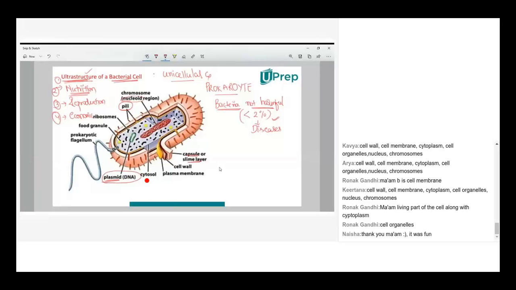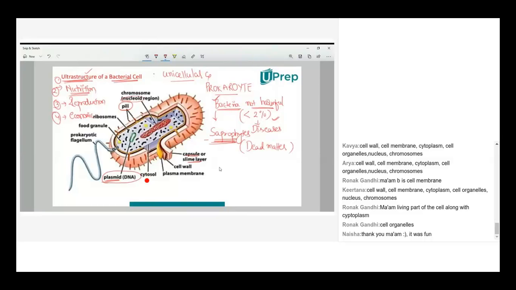For most bacteria, the nutrition is saprophytic. I hope you know the meaning of the word saprophyte. Saprophytes are the ones which feed on dead matter, dead leaves or dead animal or dead plant body, something like that. On that, bacteria will feed. That's the major nutrition mode of bacteria. They are saprophytes, feeding on dead matter.